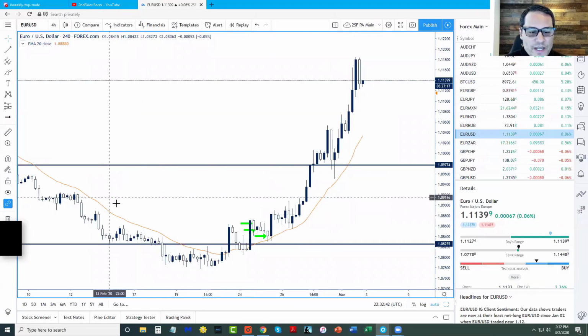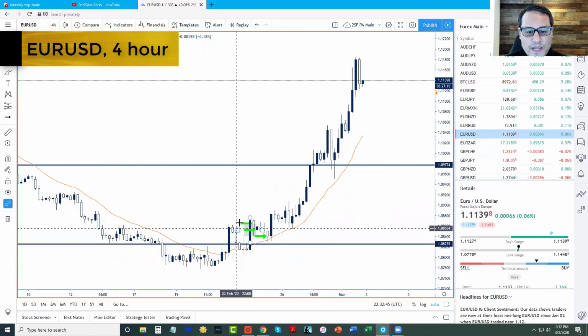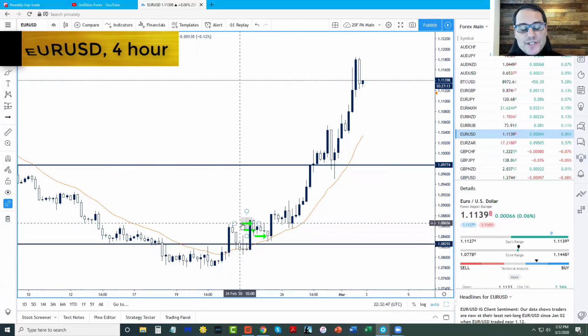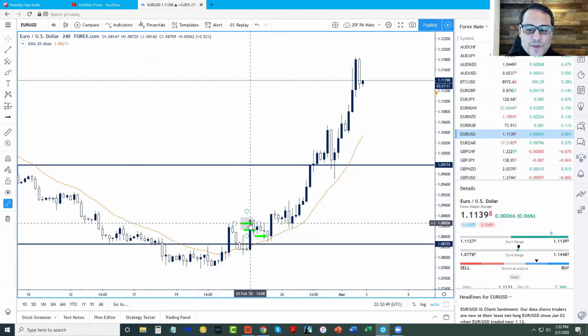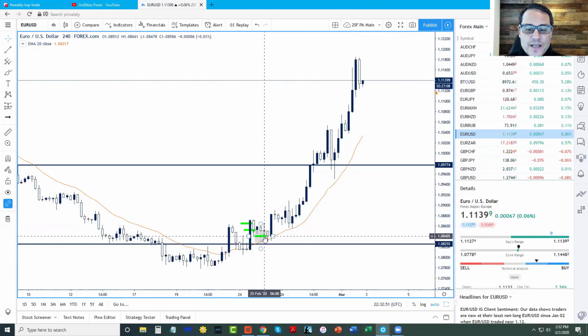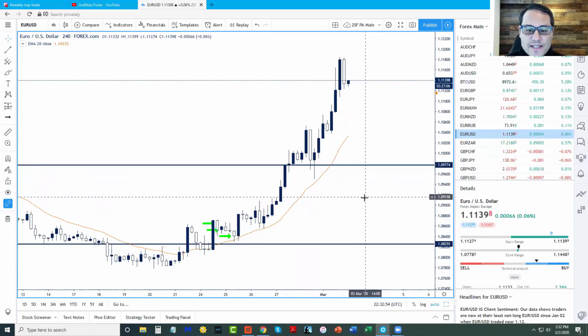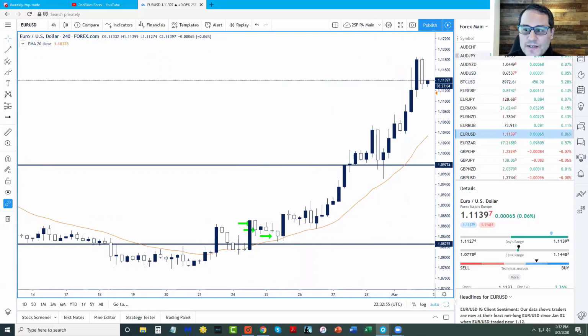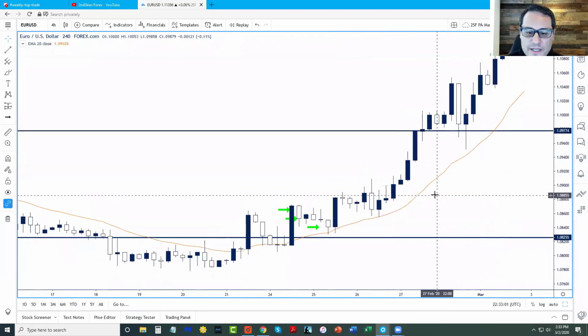Okay, so what I have here is the 4-hour chart in the Euro US dollar. And these green arrows represent the locations that he got in. So here's his first trade, here's his second trade, here's his third trade, and here's his exit on this one here. So let's zoom in a little bit. So this is what he is working with here.